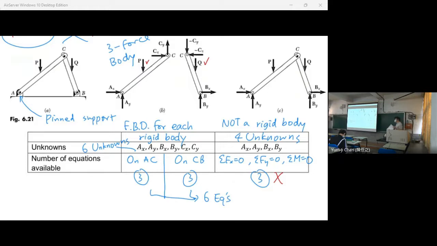We have 6 unknowns and 6 equations now, so we can solve for these 6 unknowns. So take your time to write it down, and I will explain how to do this in the example.